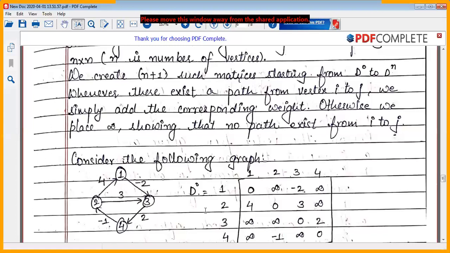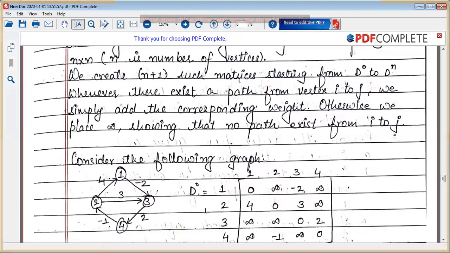You start with 2. So from 2 to 1, there is a direct path. The weight is 4. 2 to 2, diagonal elements are already 0. 2 to 3, there is a weight, that is 3. And there is no edge from 2 to 4. We are talking about a direct edge. So no direct edge exists from 2 to 4. So 4 is not reachable, therefore infinity.